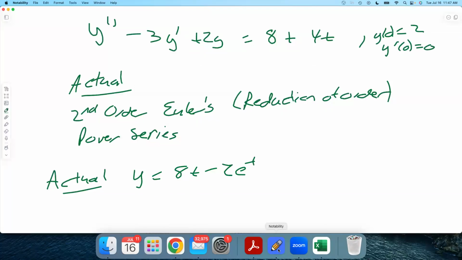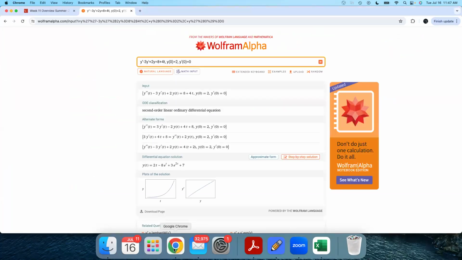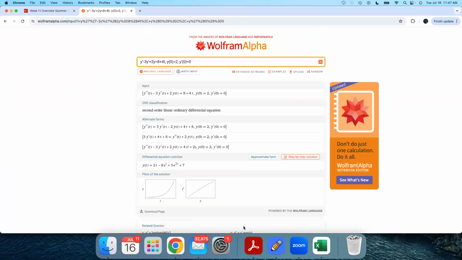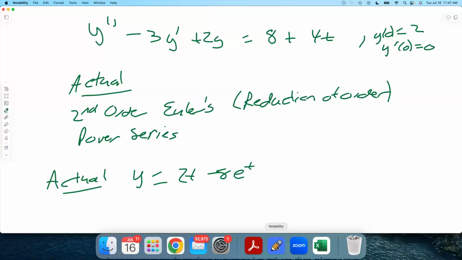I totally lied, didn't I? How are you able to kind of skip through this until it's just written out? 2t minus 8e to the t plus 3e to the 2t plus 7. Okay.